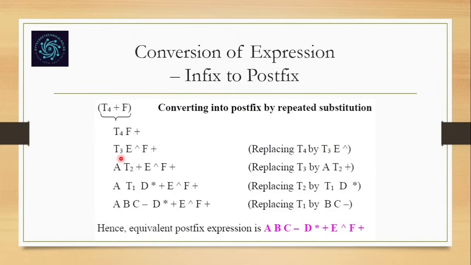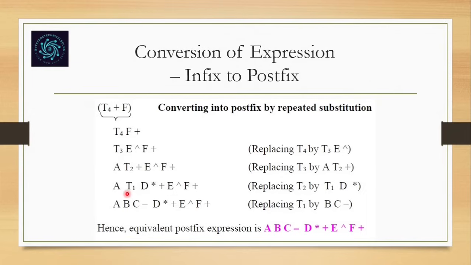Now substitute the value of t3. What is the value of t3? It is a t2 plus, and again keep e as it is, caret symbol as it is, f as it is and plus as it is. Next we have to substitute the value of t2. So the t2 value is what? T1 d star. So here it will be a t1 d star plus as it is, e as it is, raised to symbol as it is, f as it is and plus again as it is.